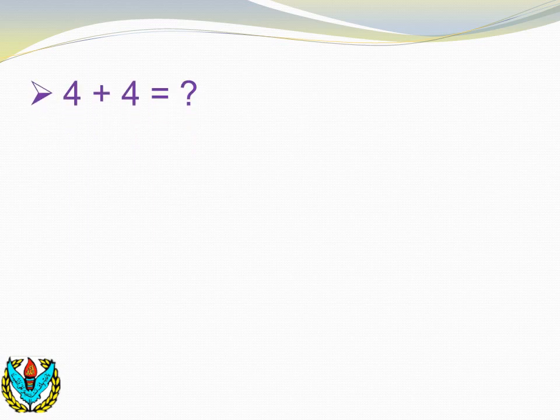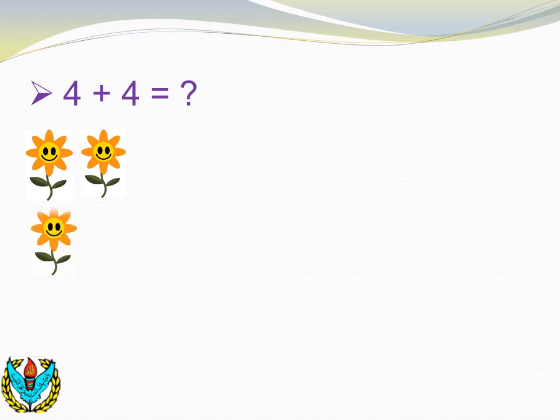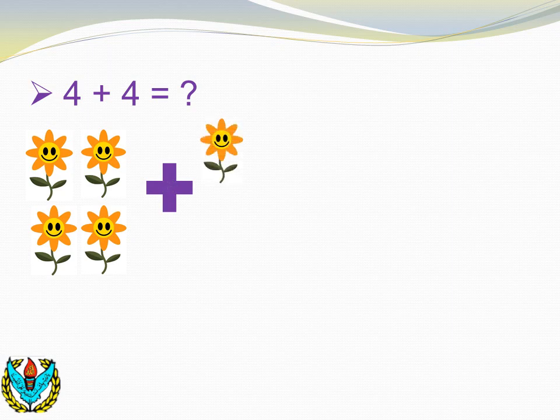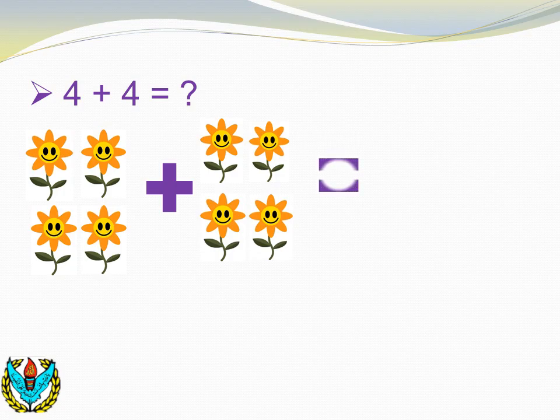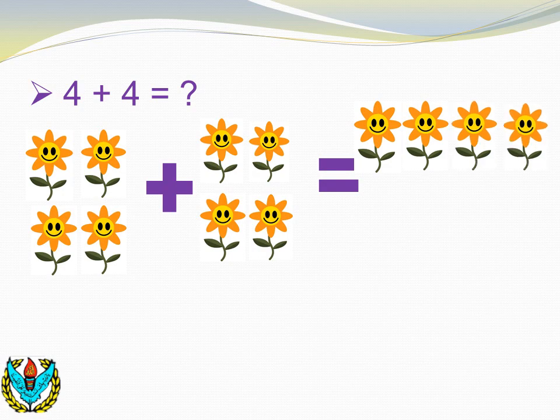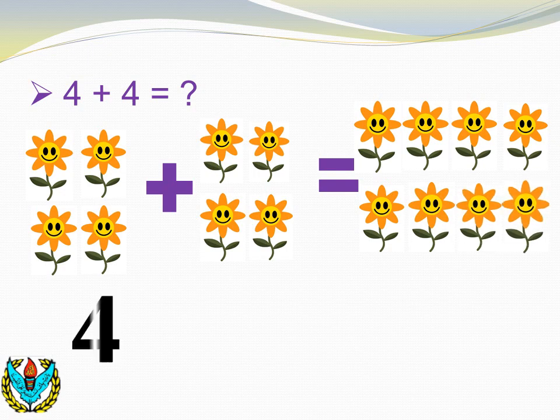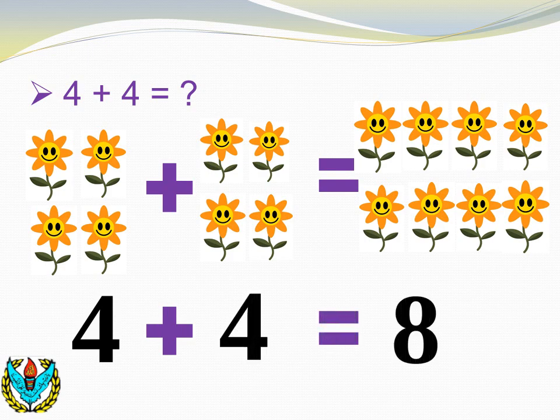Another example, 4 plus 4. Count with me. 1, 2, 3, 4. There are 4 flowers plus again 1, 2, 3, 4 is equal to. Now count. 1, 2, 3, 4, 5, 6, 7, 8. The answer of 4 plus 4 is equal to 8.